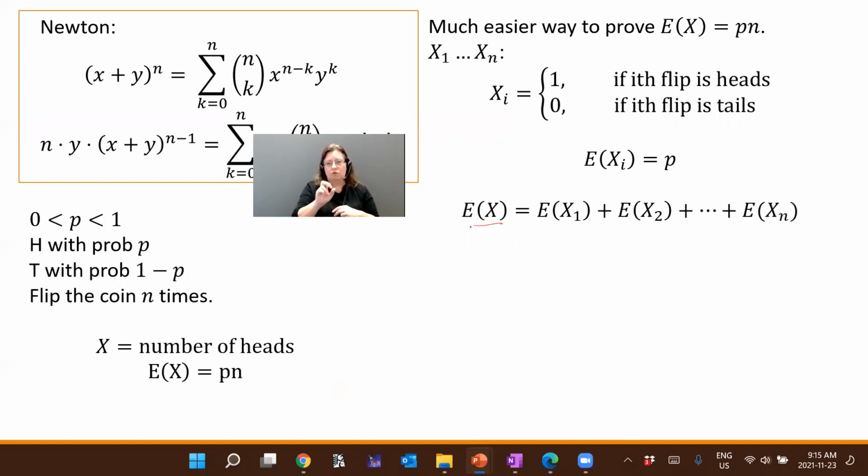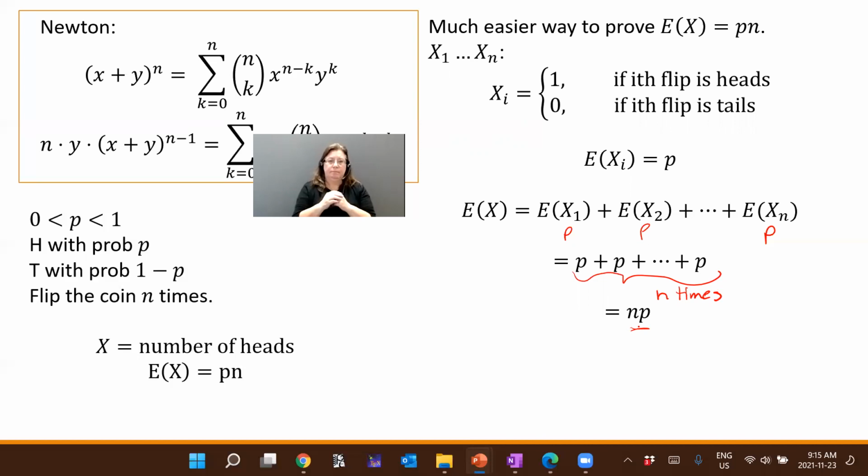We have the expected value of x is the sum of the expected values of all these indicator random variables. So that is equal to p plus p plus p, all of this n times. Right, so that is equal to n times p.